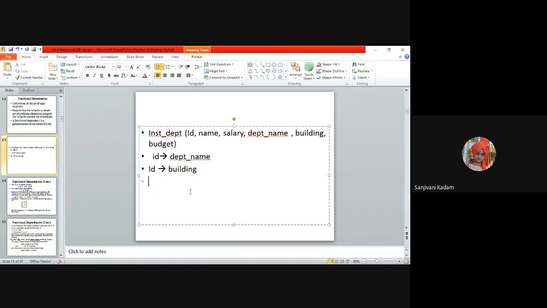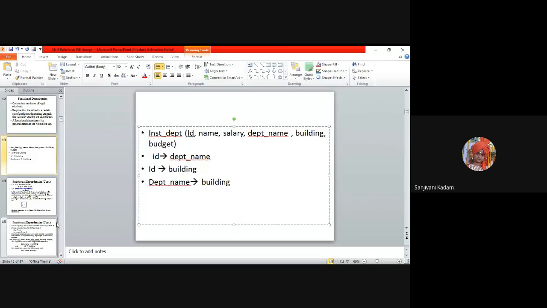Here, yes, with different IDs my building name will also change. But the main thing is that it will remain the same whenever I have the same department name for multiple tuples. I will also have the same building name for those tuples. It means building name is completely dependent on the department name. Even in this schema, where I have ID as the primary key, the building is completely dependent on the department name.